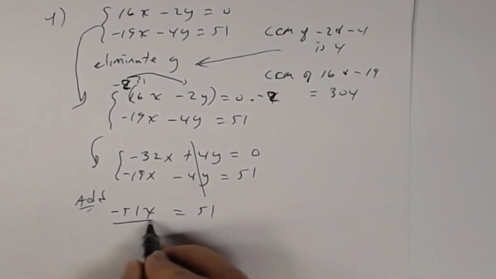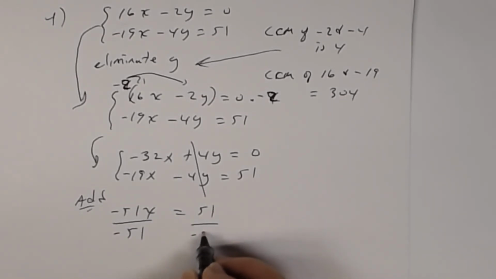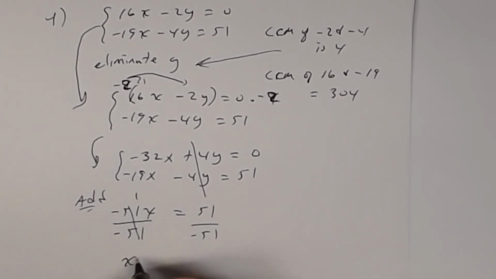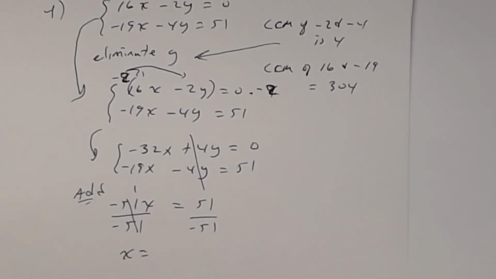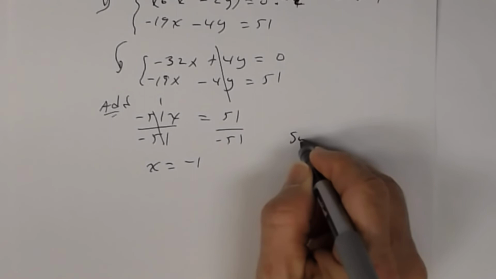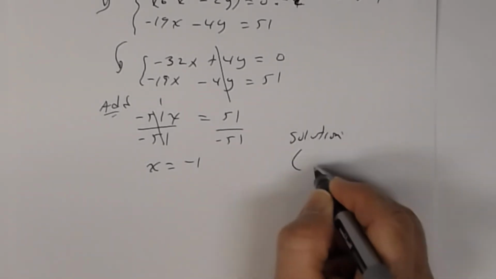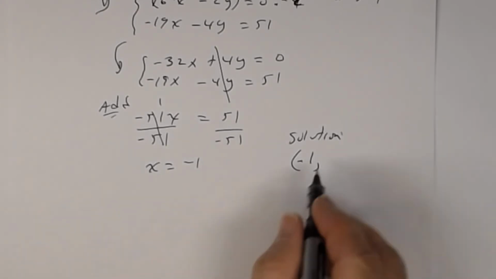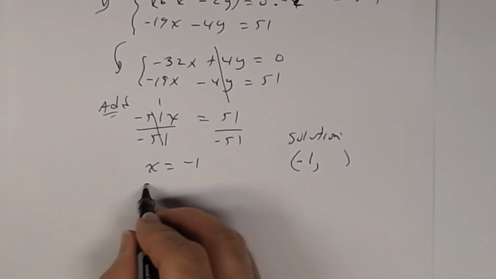And see, when you divide both sides by negative 51, I get the x coordinate to be 51 divided by negative 51, which is a negative 1. So I'm going to write this as a solution. I found the x coordinate to be negative 1. And all you have to do now is find the y coordinate. So now we have to solve for y.